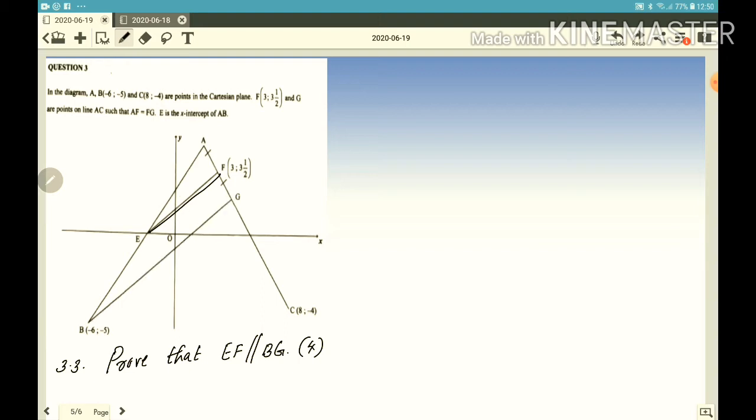How do you prove it? We can prove this if you know the gradient. Just find the gradient of EF and find the gradient of BG. Then show that they are the same. You know that parallel lines have the same gradient.